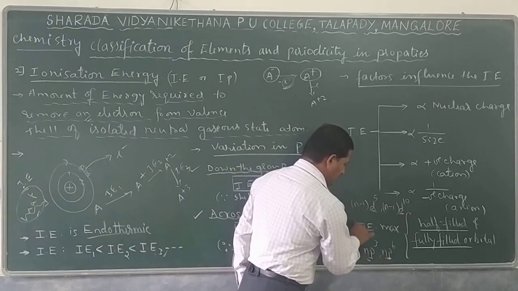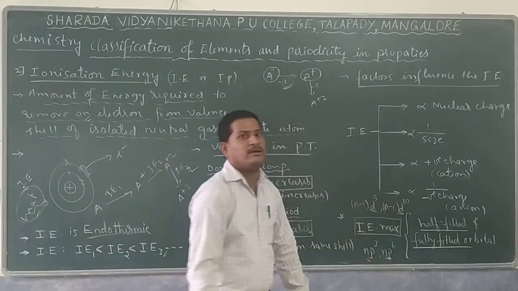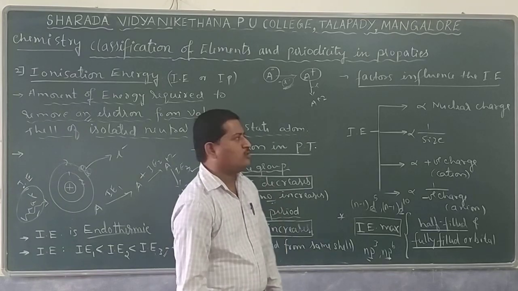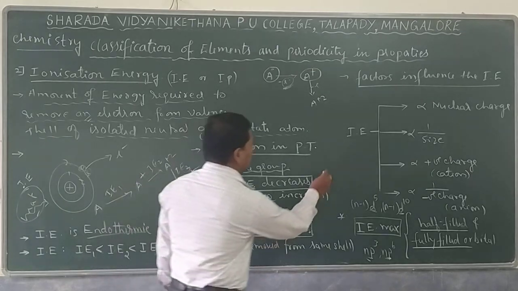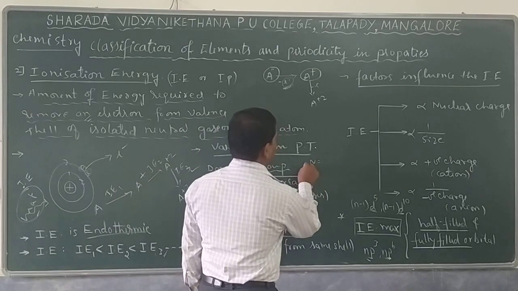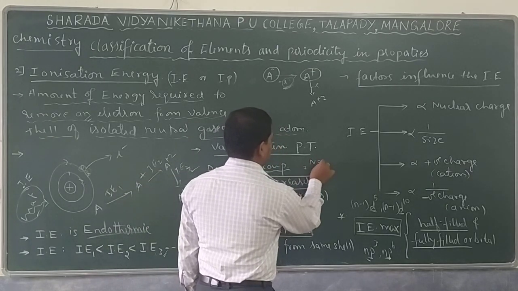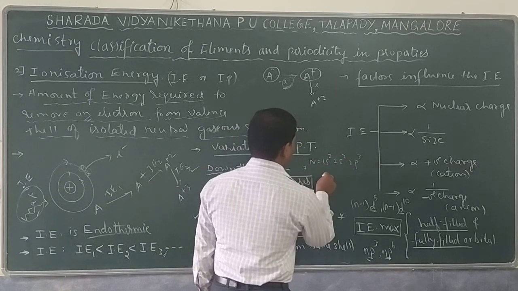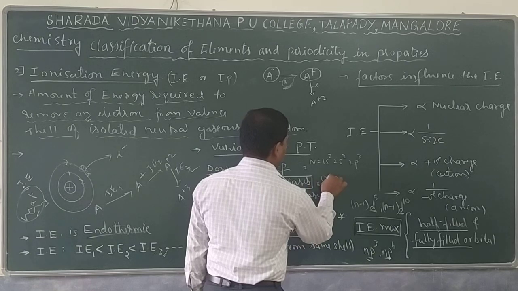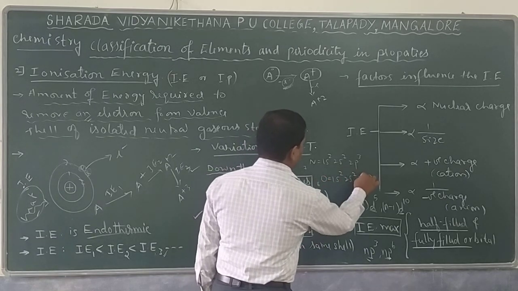In that case, ionization energy is found to be maximum. Suppose we go with nitrogen, atomic number 7. It is 1s2, then 2s2, then 2p3. Similarly, if you go with oxygen, atomic number 8, 1s2, then 2s2, 2p4.